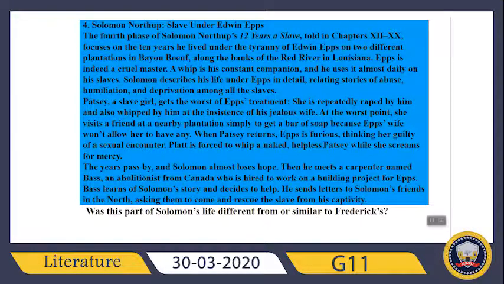Okay, now part 4, the same task. You will read the summary, and the question goes as: was this part of Solomon's life different from or similar to Frederick's? Okay, so slave under Edwin Epps.